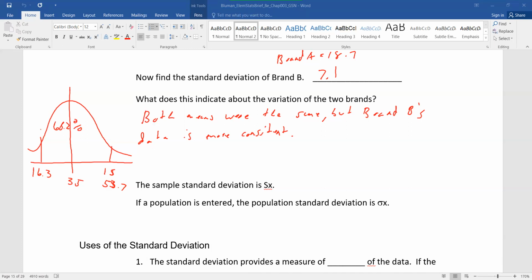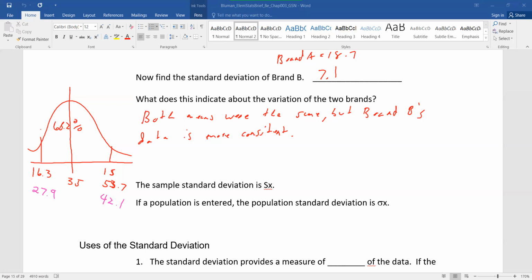And in brand B, I would add 7.1 and subtract 7.1, so it would be 42.1 and 27.9. I can say that 68.2% of my data in brand B will fall between 27.9 and 42.1. Okay, so I am getting it. I was like, this connects somewhere. I just don't know when I connect it.